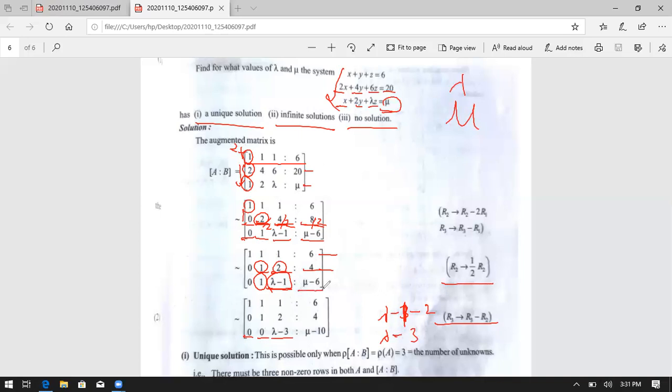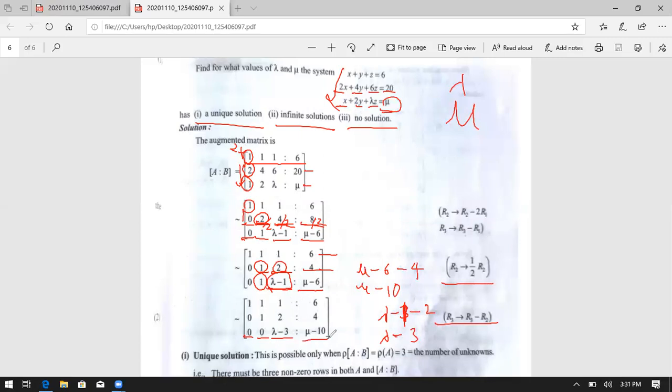Next here, mu minus 6 is there. Mu minus 6, then minus of what is R2? That is the 4 is there. That is mu minus 6, minus 6 minus 4, that is minus 10. I write here mu minus 10.